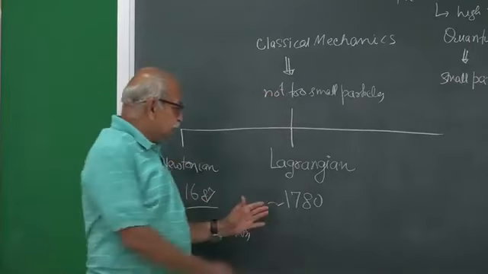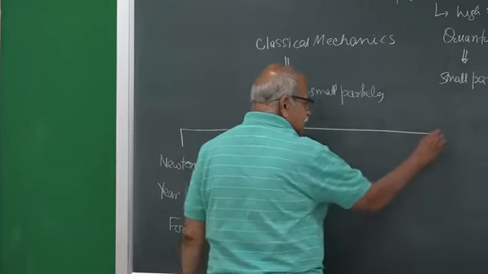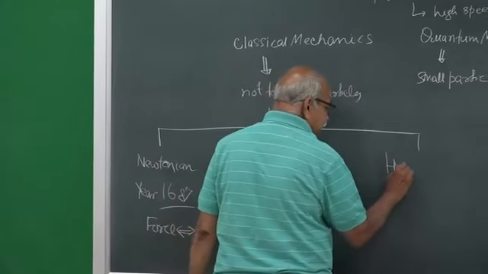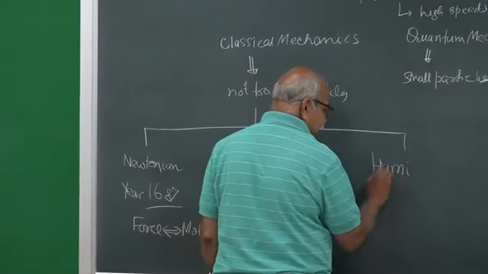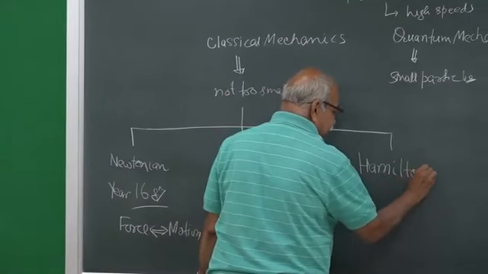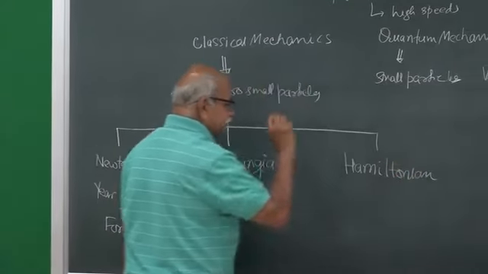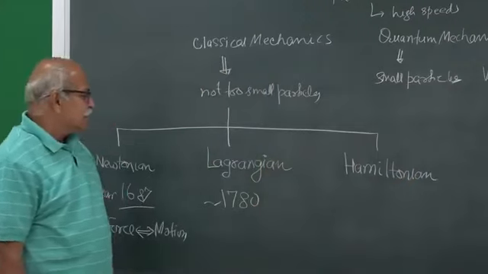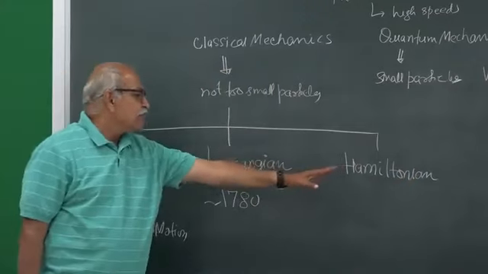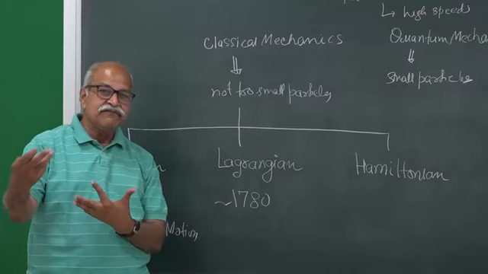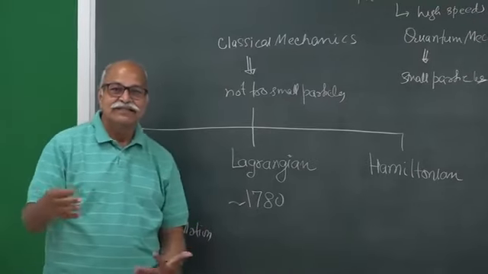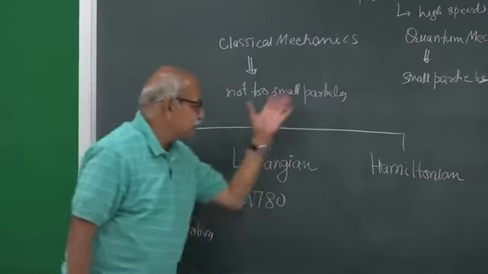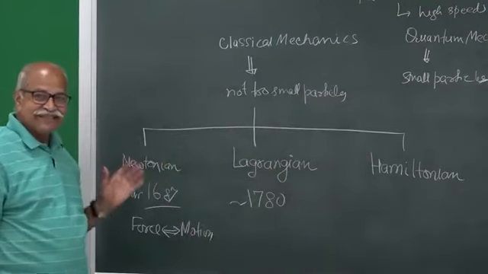And something around 50 years after that, you have another one, which is Hamilton. This scientist is Hamilton, and the mechanics which he developed is Hamiltonian mechanics. So, these are all equivalent, but the formulations are very different, and you have some advantages in this one, some advantages in this one, and some advantages in this one.